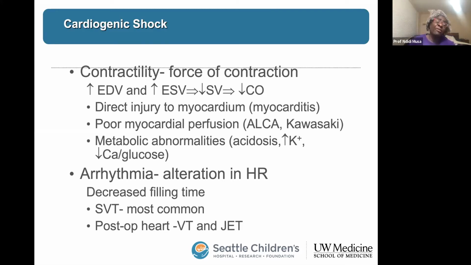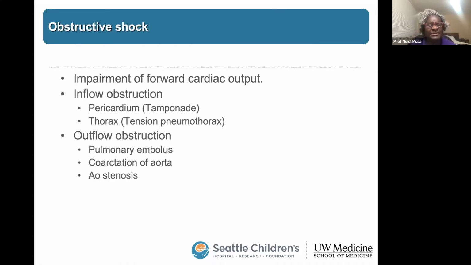contractility. Then another cause of cardiogenic shock could be arrhythmias. So you have alteration in your heart rate, which will then result in decreased filling time. SVT is the most common cause that can produce cardiogenic shock, where you have a high rate, there's no atrial contraction, you see the heart moving very fast, so you have a decrease in filling time and therefore cardiogenic shock. Also, patients post-heart surgery for congenital hearts, for repair of a ventricular septal defect, can develop ventricular tachycardia or junctional ectopic tachycardia and result in cardiogenic shock as a result of that.